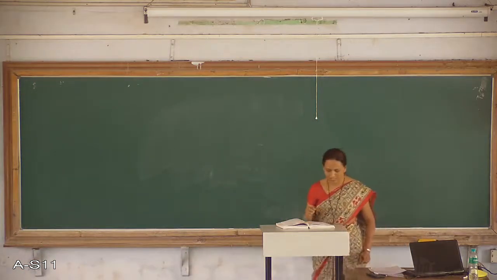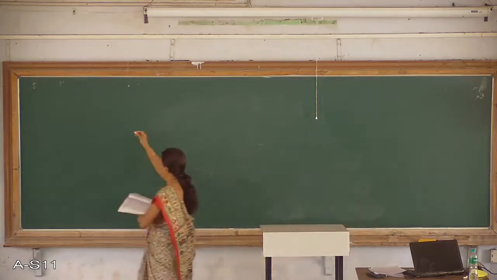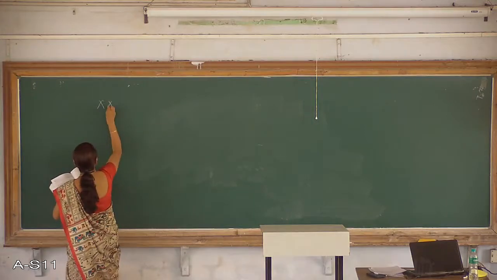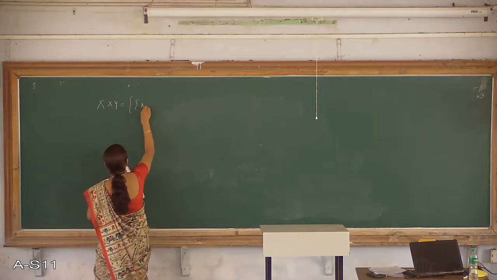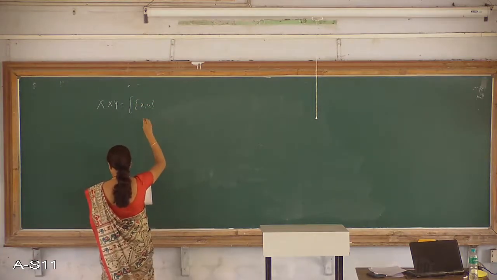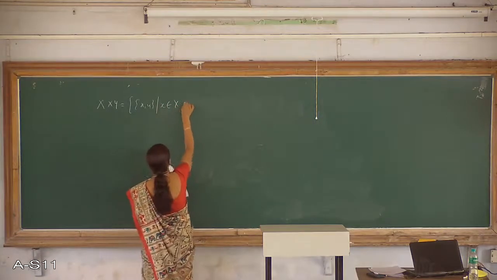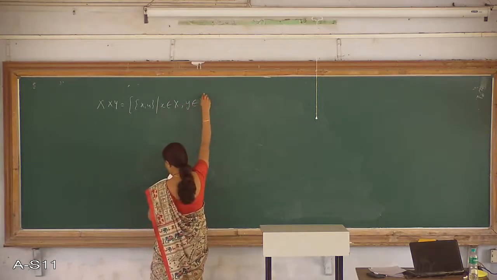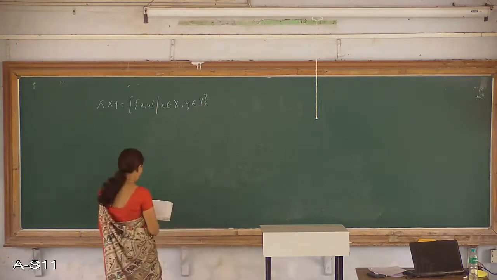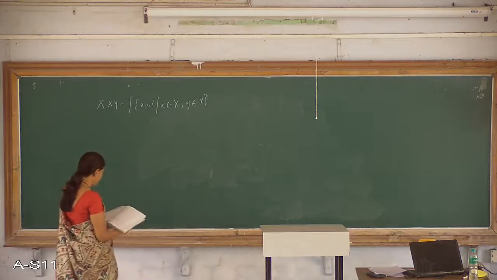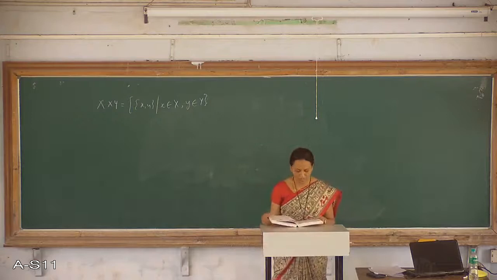So here in this classical relation, x cross y is given by (x, y), where x belongs to capital X, y belongs to capital Y. Here the Cartesian product forms the ordered pair of every x belonging to X with every y belonging to Y.